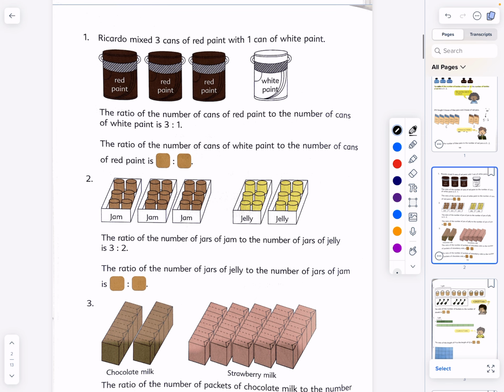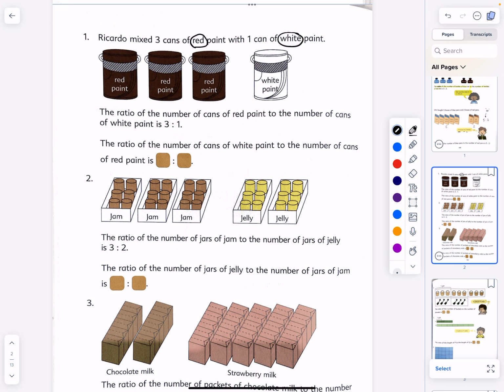Next, Ricardo mixed 3 cans of red paint with 1 can of white paint. So we have 3 cans of red and 1 can of white. Probably he's trying to mix some shade of light red or maybe a pink color. The ratio of the number of red to the number of white paint is 3 to 1. I also at first like to just label what I am comparing. In this example, I'm comparing red to white, so it is 3 to 1.